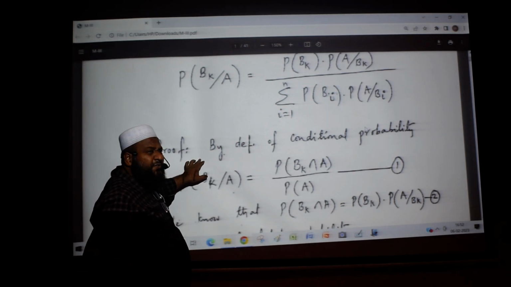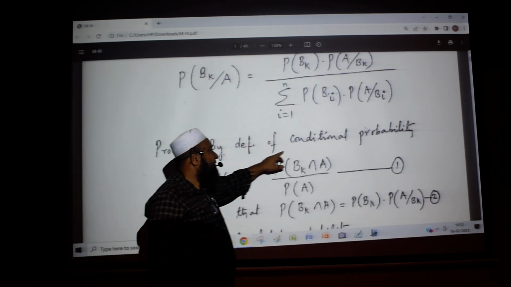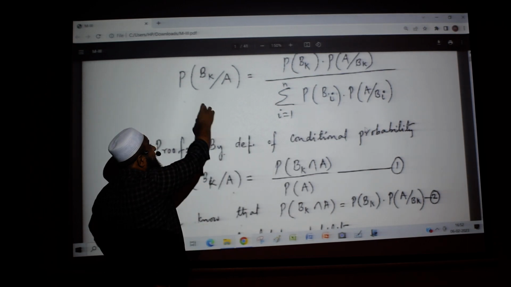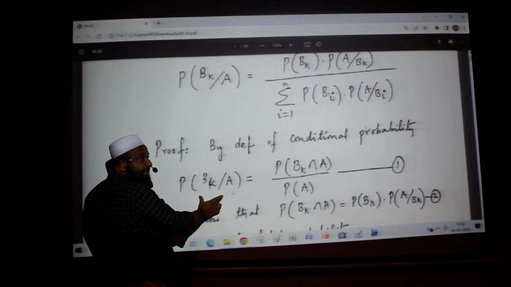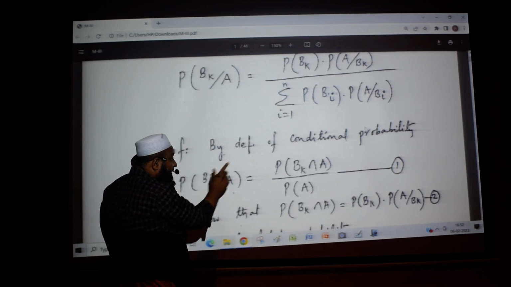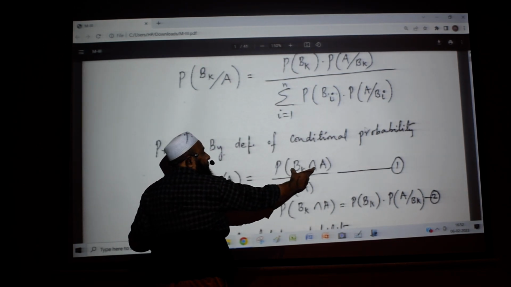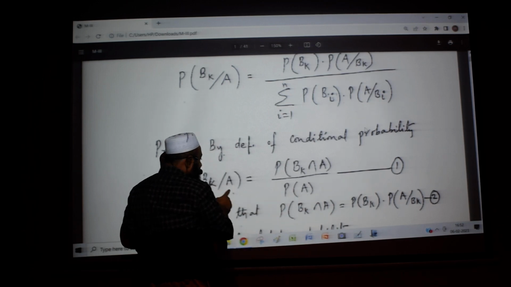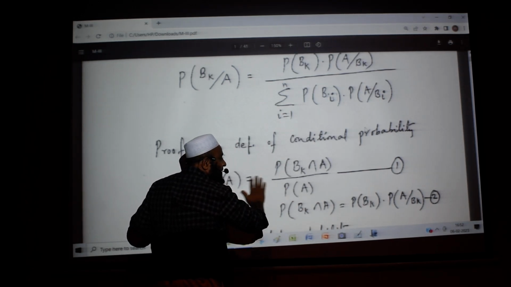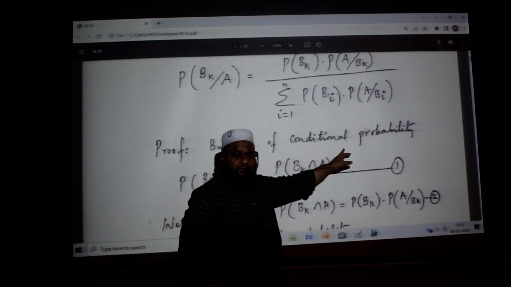Okay, the proof starts with a very simple thing: the definition of conditional probability. What is the left side here? Same thing, I am copying. As per the definition of conditional probability, in the numerator the intersection will come, and in the denominator it is A, the same A comes here.